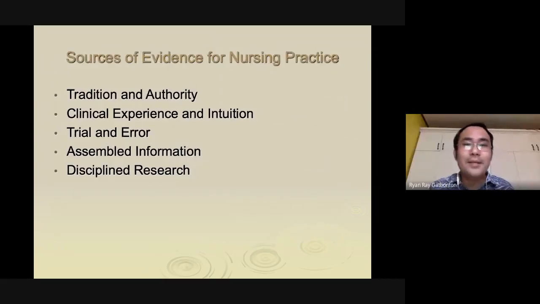Okay. Now, when we say evidence-based research, with the evidence-based practice, rather, we source our evidences from a different source. Kinukuha natin yon, we get our sources of evidence from different types. It could be in the form of tradition and authority. The tradition refers to the usual ways or mga nakagawian na ginagawa ninyo.